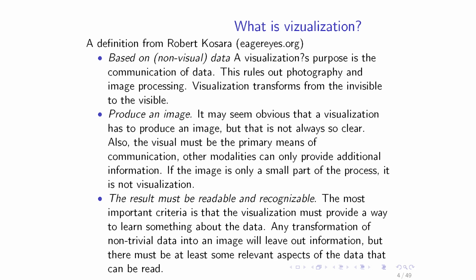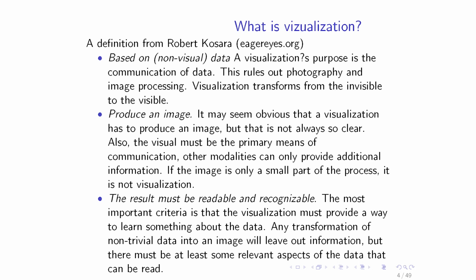So here's this definition. What's visualization? It seems a bit obvious a priori, but it's good to remember what it is. So first of all, it's based on data. The objective of visualization is communication of data, so it transforms the invisible to the visible. So a photo is not a visualization, even if it's an informative photo. Then it should produce an image. That sounds obvious, but it's not necessarily the case.